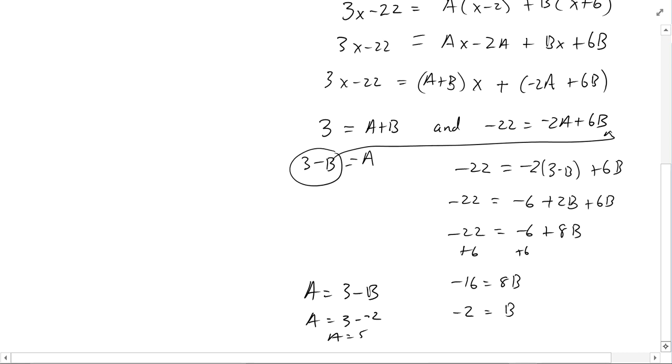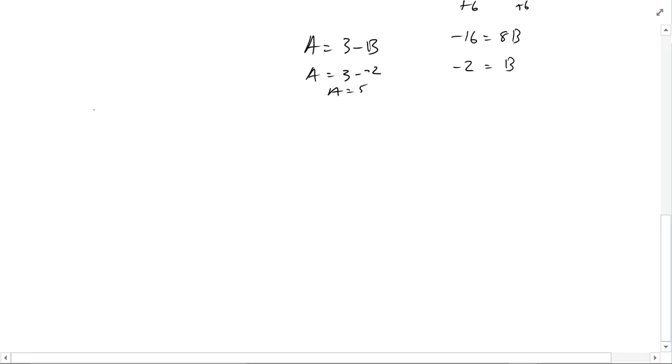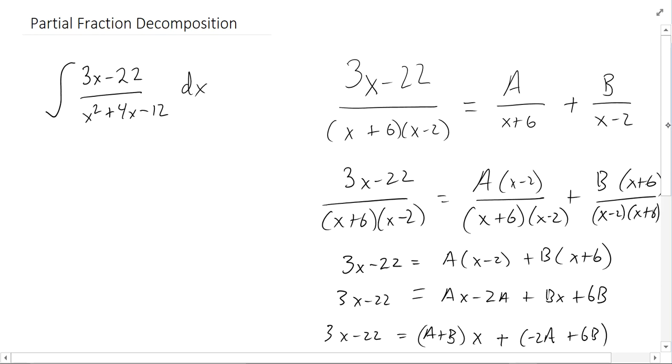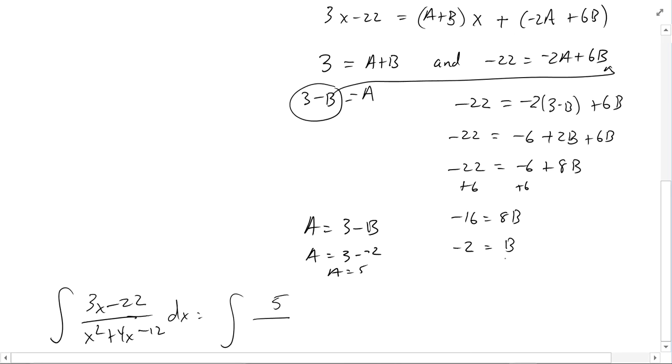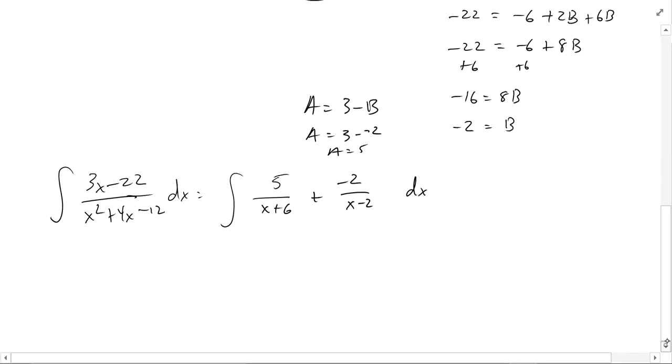So the original integral I was trying to find was the antiderivative of 3x minus 22 over x squared plus 4x minus 12. That's the same as finding the antiderivative of 5 over x plus 6, since a went with x plus 6, plus negative 2 over x minus 2, dx. And those are integrals that are pretty easy to do.